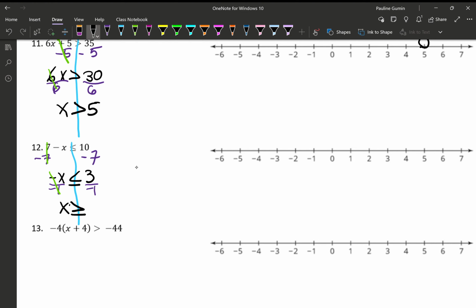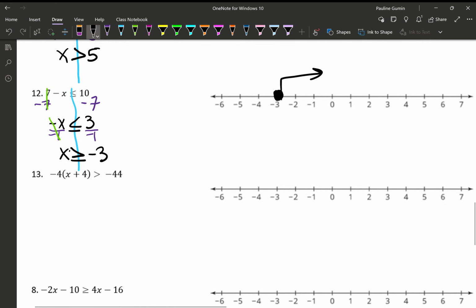Now negative x is actually negative 1x. So I need to divide both sides by negative 1 in order to get x by itself. Because I'm dividing by a negative number, my symbol flips. And 3 divided by negative 1 is negative 3. X is greater than or equal to negative 3. Negative 3 gets a closed dot on it. X is on the open mouth of my symbol, so my arrow points to the right.